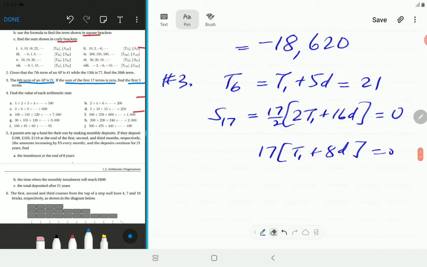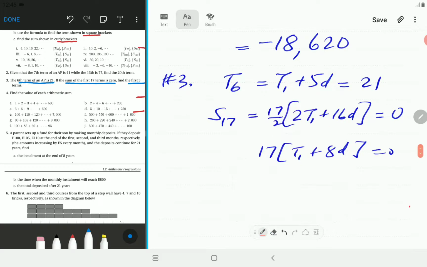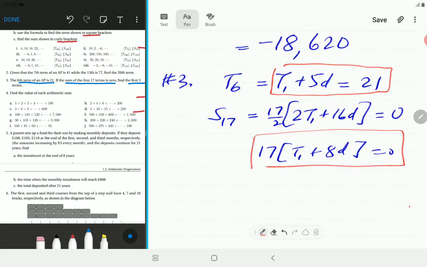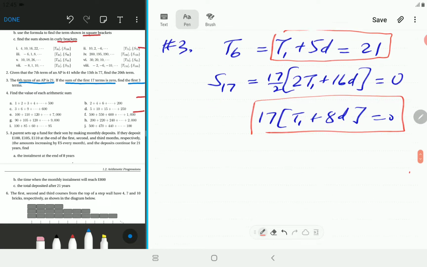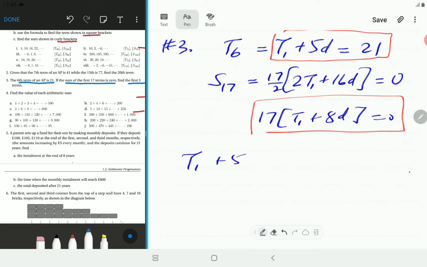So what we have here is two equations in two unknowns. This is the first equation, this is the second equation, and the unknowns are T1 and D. So we've got T1 plus 5D is 21, T1 plus 8D is 0.